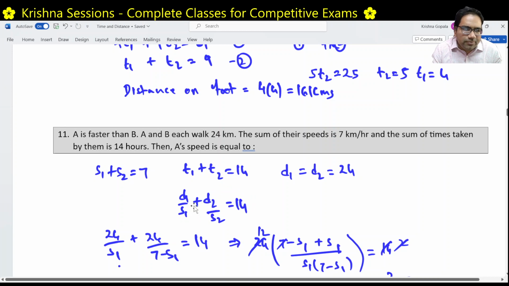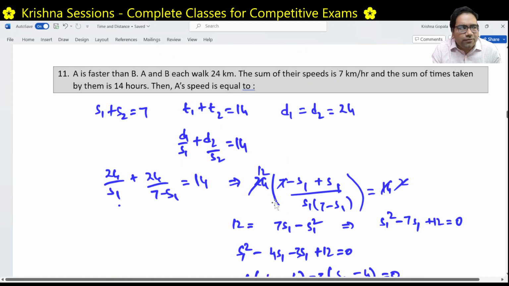Both distances are the same. So 24 by speed of A plus 24 by speed of B. Speed of B is what? Speed of A plus speed of B is 7, so 7 minus speed of A is speed of B. So 24, the distance of A, by speed of A, which is S1, plus distance of B by speed of B, which is 7 minus S1. So 24 by S1 plus 24 by 7 minus S1 is equal to total time, 14 hours.